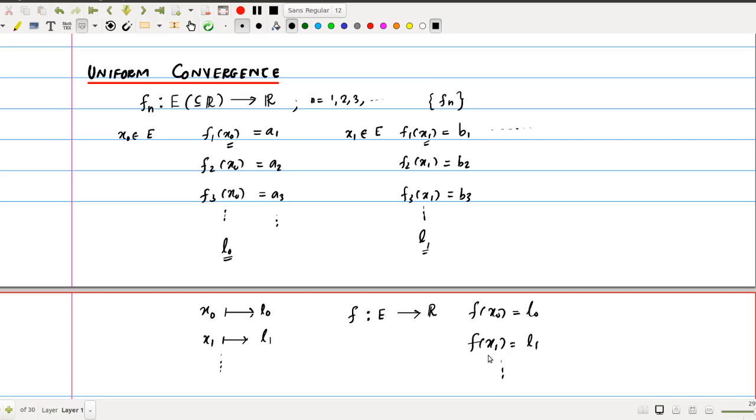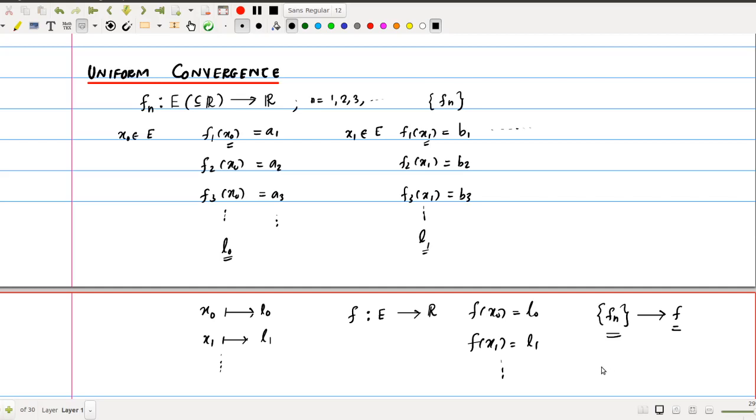If this is possible, we can say that the sequence of functions, sequence fn, converges to the function f. So this is a sequence of functions, and this is the limit of the sequence of functions fn. This is convergence of a sequence. This is uniform convergence.